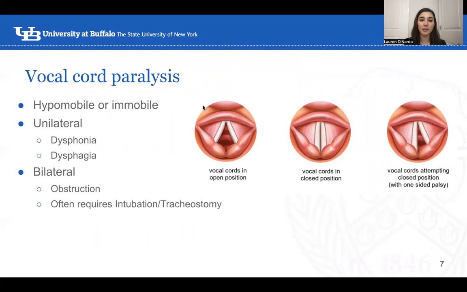So vocal cord paralysis, like I said, is when your vocal cord is hypomobile or immobile due to that damage to the nerve. And you can see in this far right picture here that if your vocal cord is paralyzed, when your vocal cords are attempting to close to speak, one cannot move inward or medially, and you cannot create that pitch that you were trying to create. If you have unilateral vocal cord paralysis, you're more likely to present with dysphonia, difficulty speaking, and dysphagia, difficulty swallowing. Whereas if you have bilateral vocal cord paralysis, you're likely to present with an obstruction, and you'll often need an intubation or tracheostomy to create an open airway.